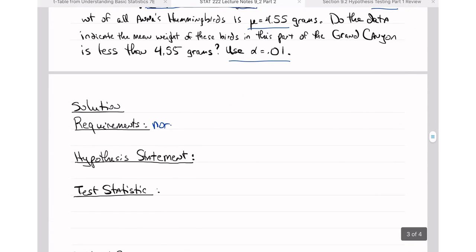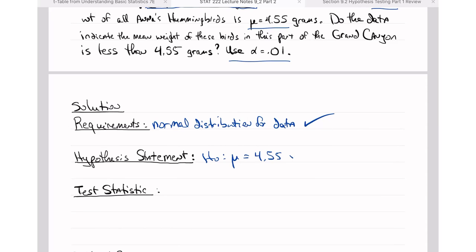Requirements: normal distribution for data. So yes, we meet the requirements. Hypothesis statement: H naught, mu is equal to 4.55 grams, versus the claim, which is that the mean weight of these birds in this part of the Grand Canyon is less than 4.55. I see the less than here, so that means mu less than 4.55. So the claim tells you what sign to put in H1, the alternative.